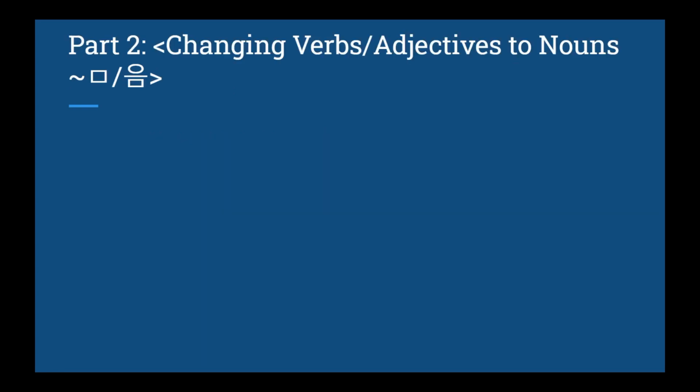Part 2, changing verbs and adjectives to nouns using the 음 or ㅁ. So this is another way to do the exact same thing, but again, it's used in a different situation. It's used with a lot of words to make the noun versions of them. So for example, 싸우다, which means to fight, if I wanted to just talk about a fight that happened, not fighting, the verb, it would be 싸움.